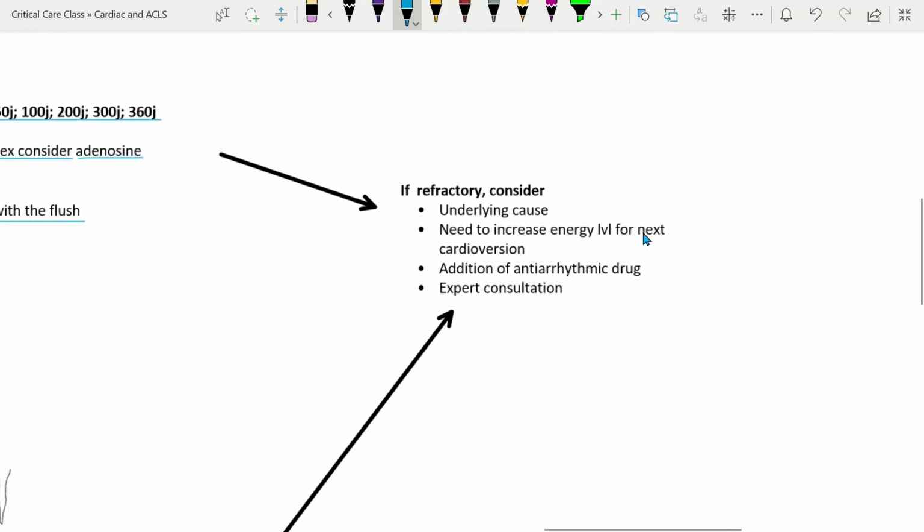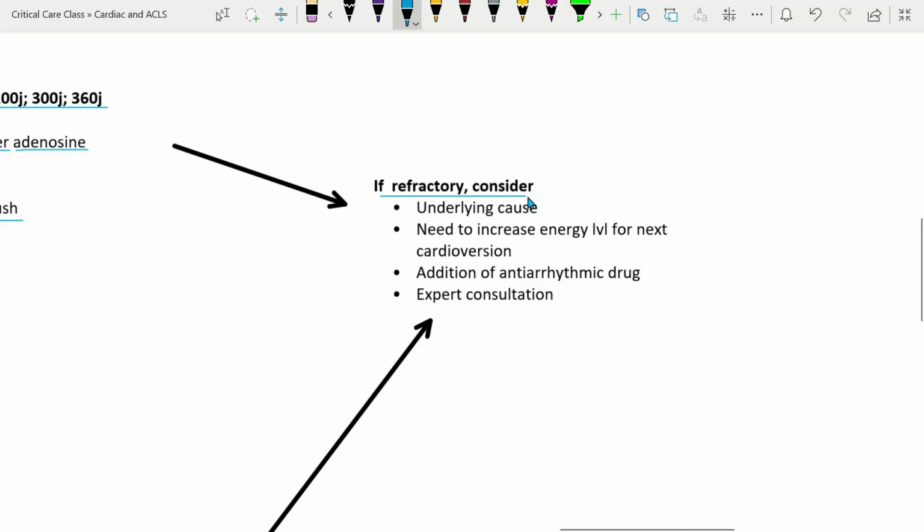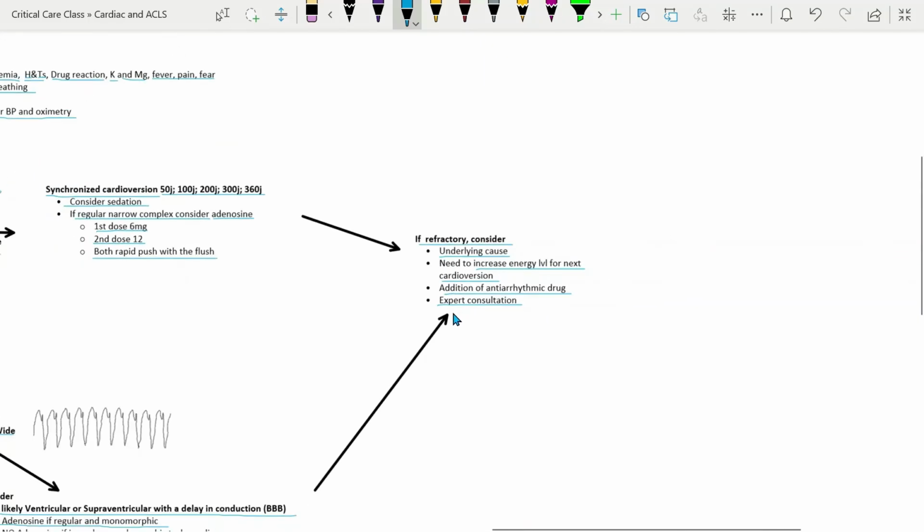If the tachycardic rhythm is refractory to medication and electricity, the search for an underlying cause needs to be continued. The energy level may need to be increased, additional medications may be necessary, and expert consultation is required.